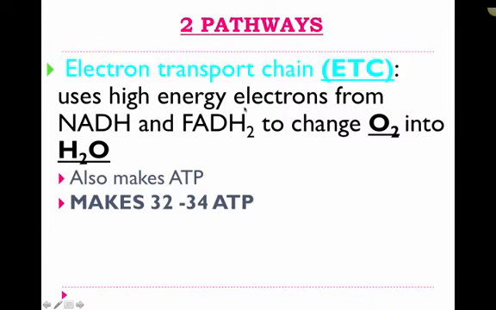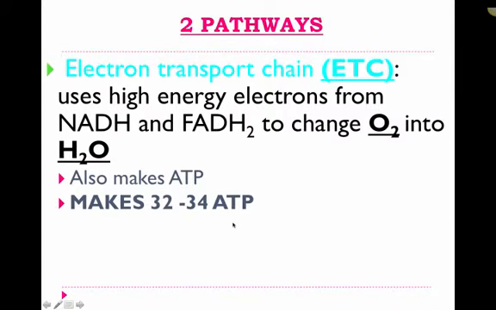This uses high energy electrons from NADH and FADH2. In other words, it's going to pull electrons off of these two molecules in order to change oxygen into water. Now, the electrons get pulled off in the form of the hydrogen molecules, and you'll see that I take my oxygen and I add hydrogen to it, and as a result, I get water. This also makes ATP. Notice this one makes 32 to 34 ATP molecules.